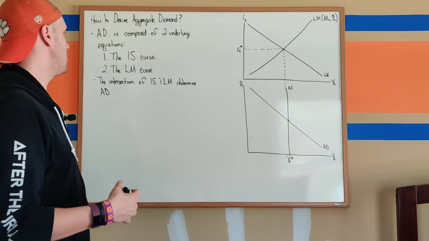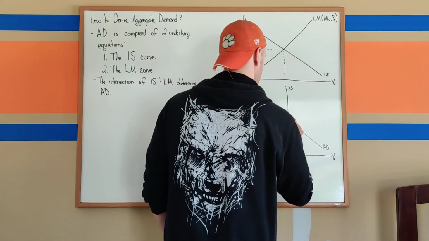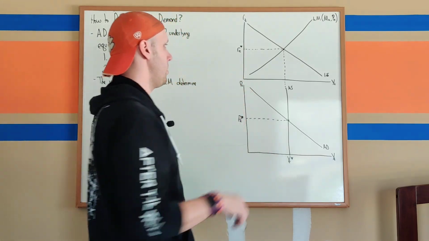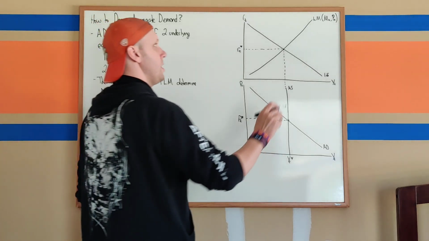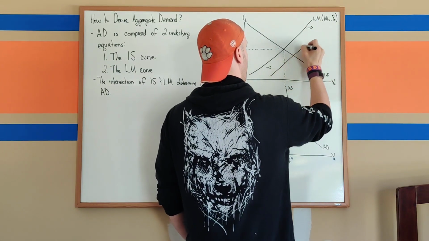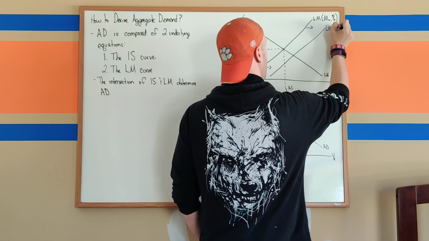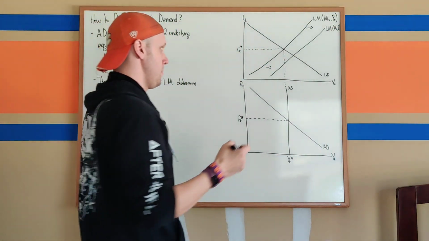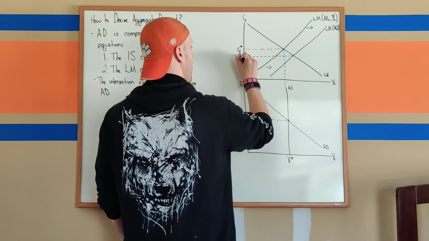So let's see what happens if we were to increase the money supply in this model. All right, so this is our beginning equilibrium, Y star and P star, with a real interest rate R star. When the LM curve shifts out, money supply increases, right? All right, so money supply goes up. The real interest rate drops.